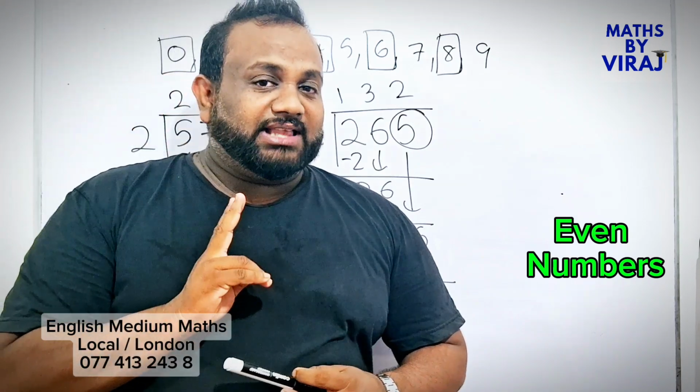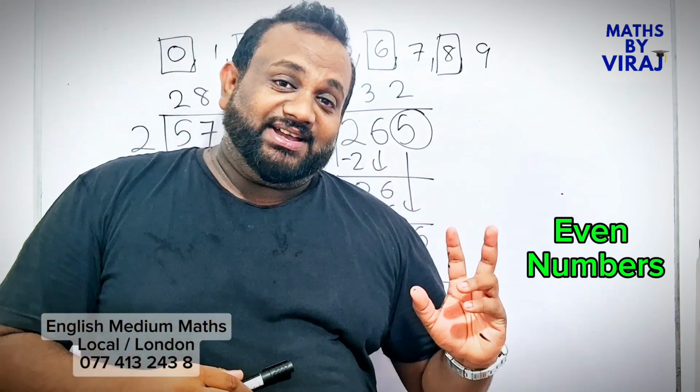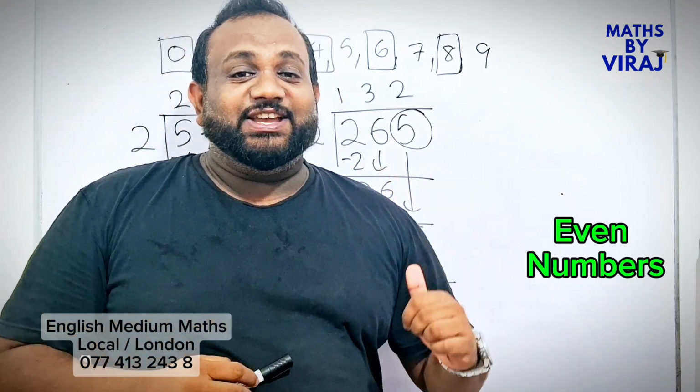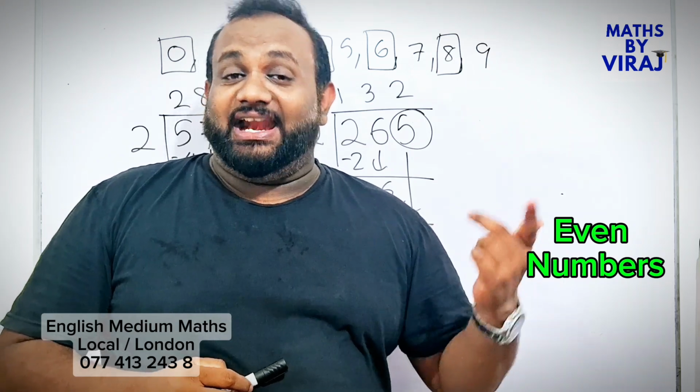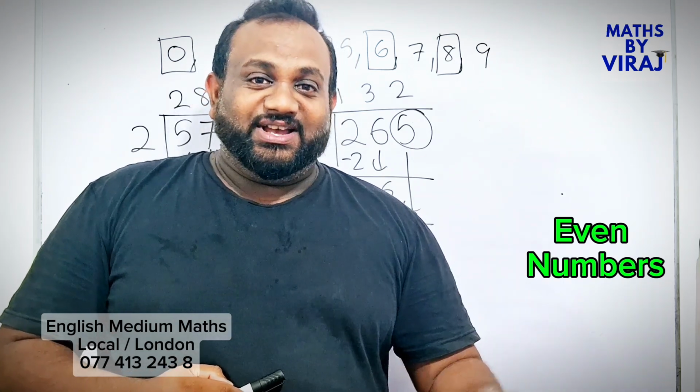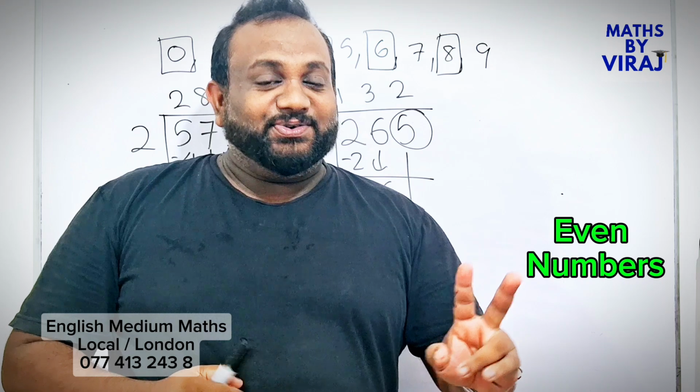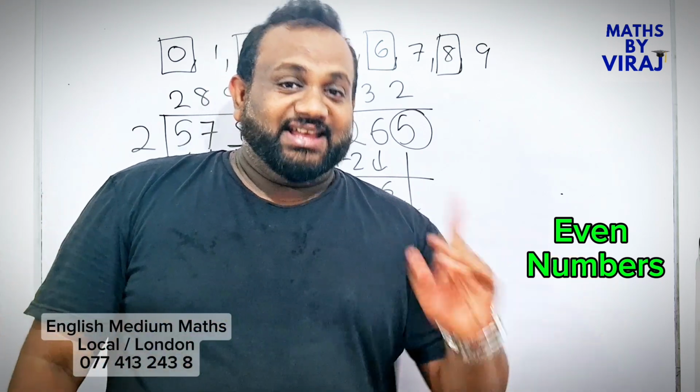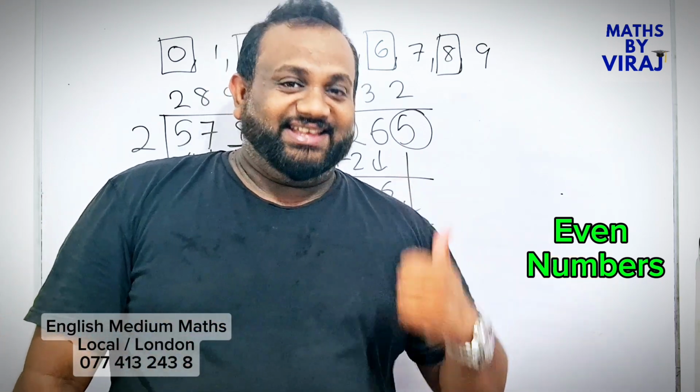How do we remember this? Any number that ends with 0, 2, 4, 6 and 8, and also has no remainder when divided by 2, that is what we call an even number.